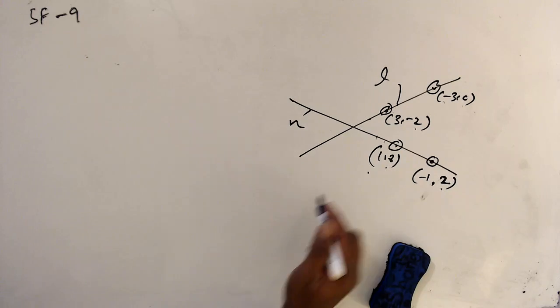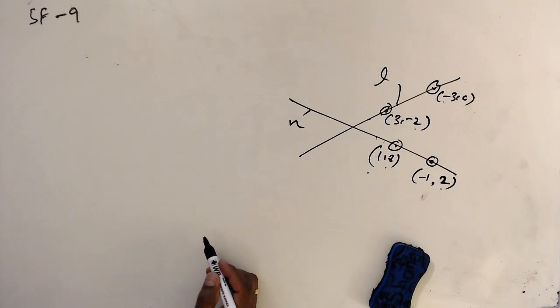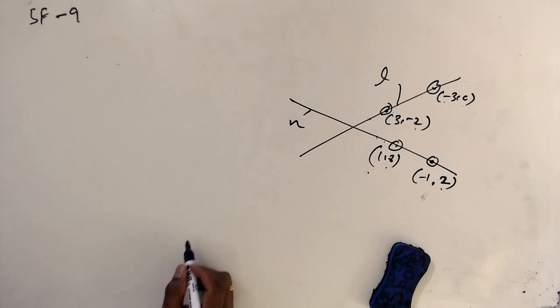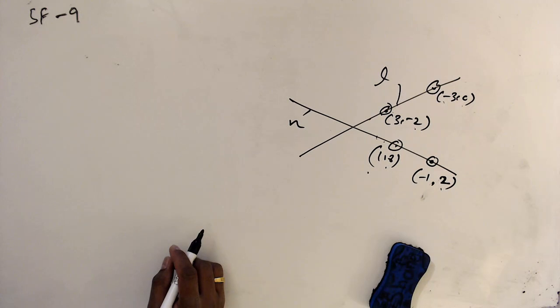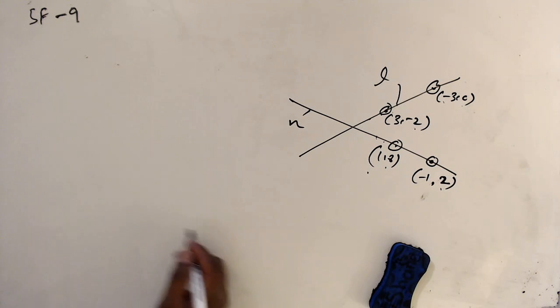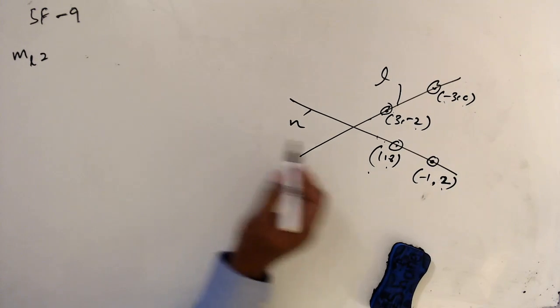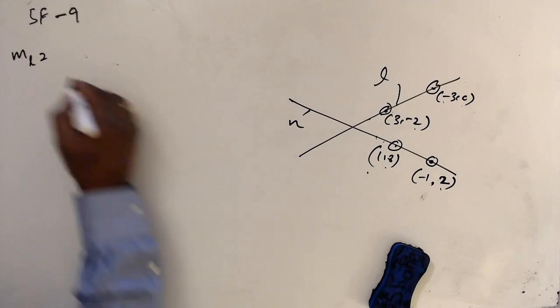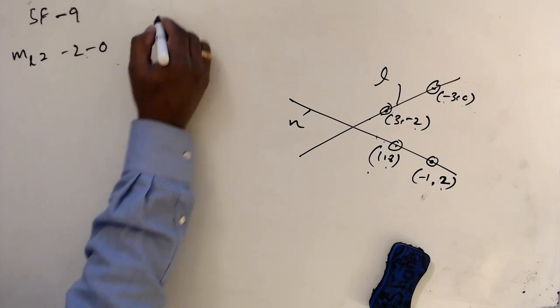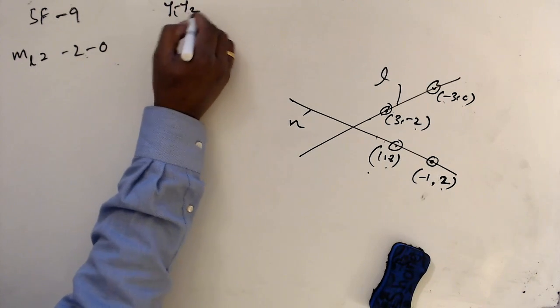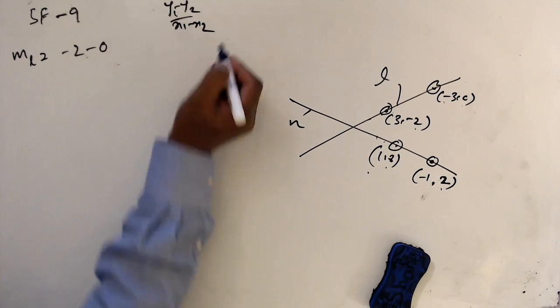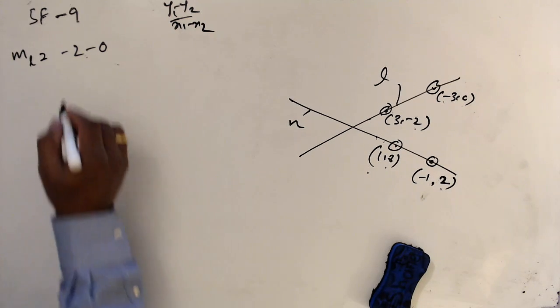Our plan is we'll find the gradient of L, we'll find the gradient of N, and we'll multiply and see whether we get minus 1. If it is minus 1, then the lines are perpendicular. So the gradient of line L, using (y1 minus y2) over (x1 minus x2). This is the theory I'm using.